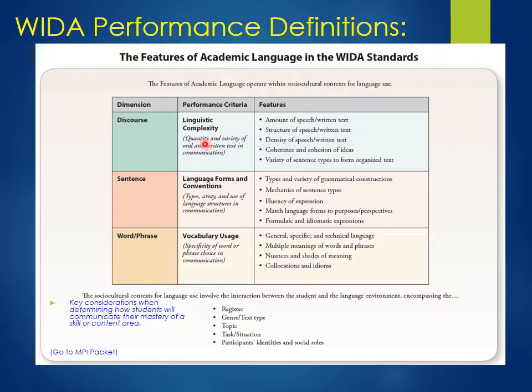And then the third level, linguistic complexity, is the discourse level, the amount of speech or text that's either processed or produced, with the variety, and how does it cohere in logical ways. So these are all key considerations when you're determining how your students are going to communicate their mastery of a skill or content area.